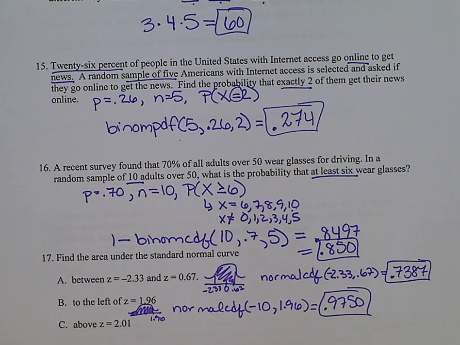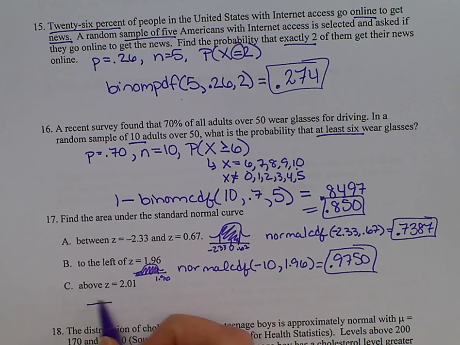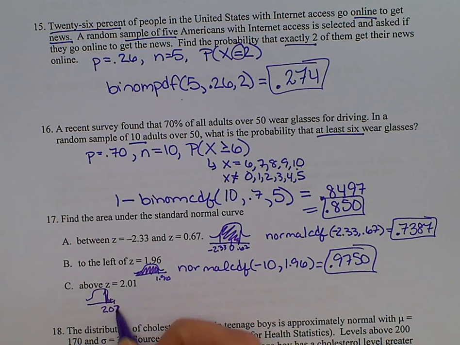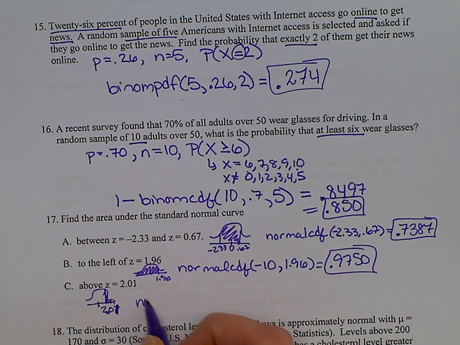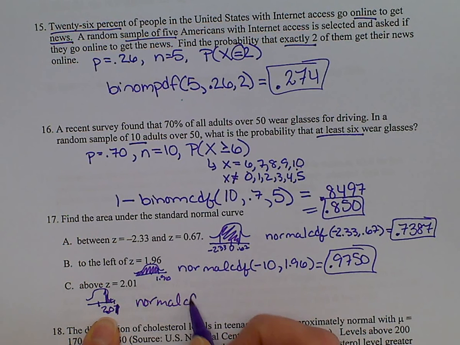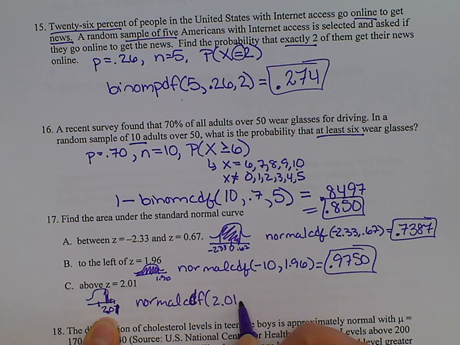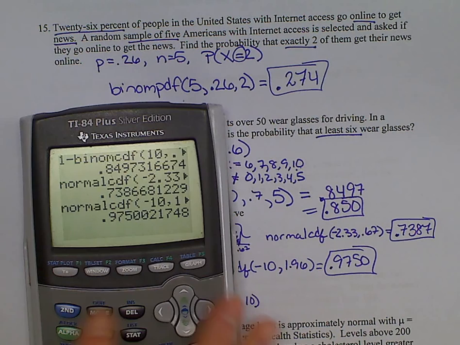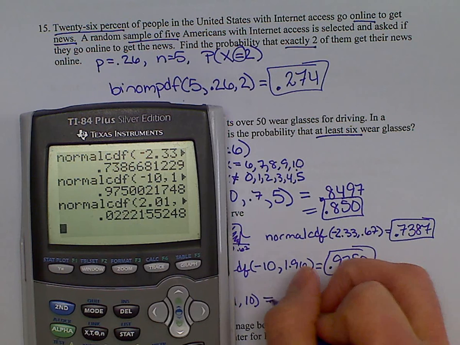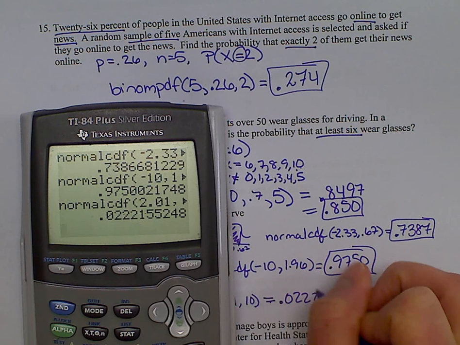Okay. Again, you do not need to sketch pictures. It's not going to be a part of the criteria for the final, but it could help you. Because here in C, we know that we've shaded less than half of the curve. Therefore, our answer needs to be less than 0.5. Okay, so we're entering in normalcdf, 2.01, comma 10. We get 0.0222.